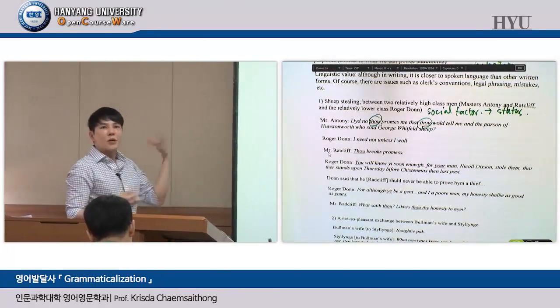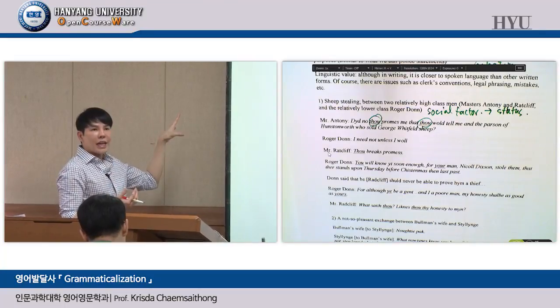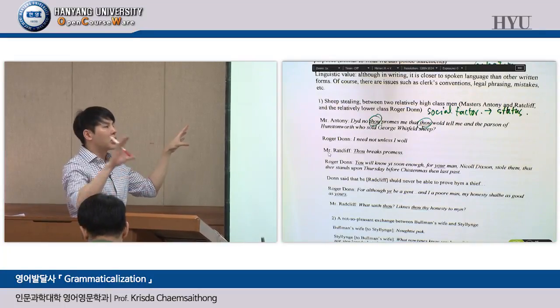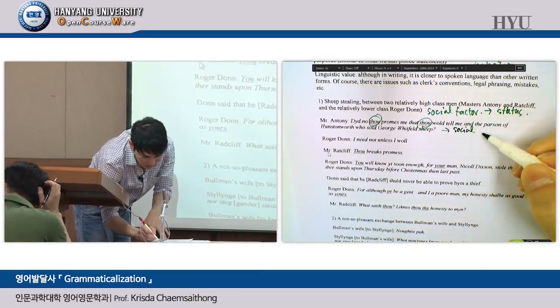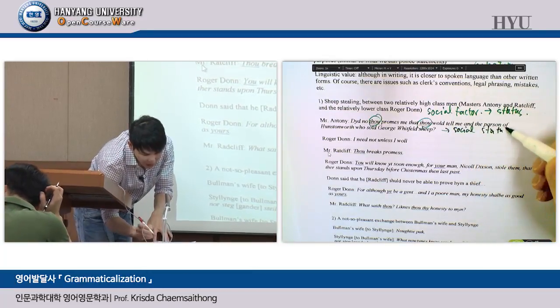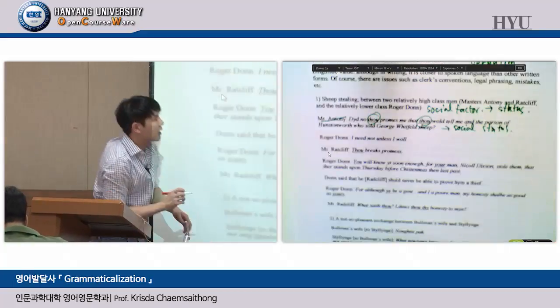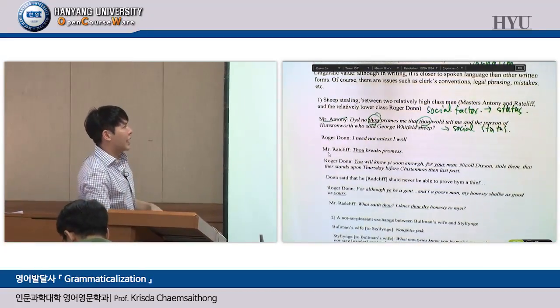So this is what we would expect, right? From a high class person to a low class person. So this is governed by social status, because Anthony here is of a socially higher class.